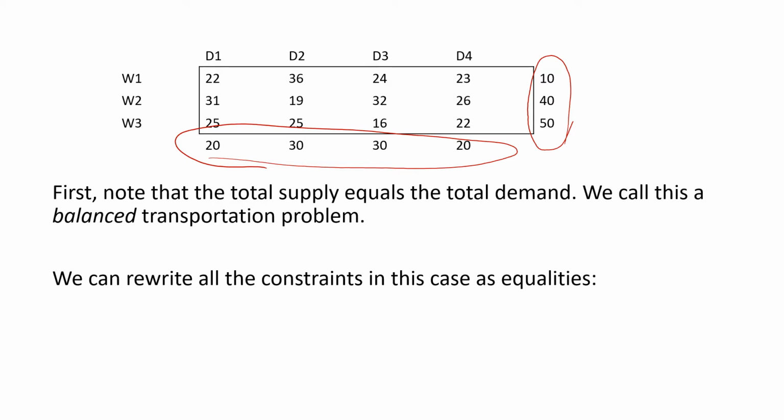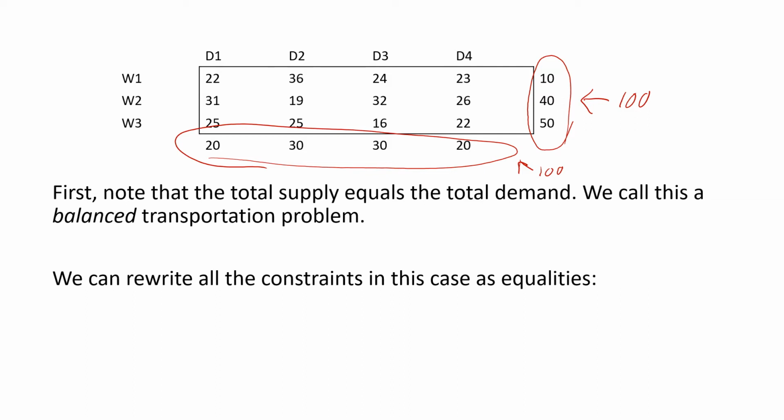First thing to note here: this is what we call a balanced problem. You add up everything on the right-hand side, you have 100 units. You add up everything on the bottom, we have 100 units. The supply exactly equals the demand. That's called a balanced problem. And we're going to see that if you have an unbalanced problem, there are a couple of methods to use to turn it into a balanced problem. This method for solving transportation problems requires a balanced problem.